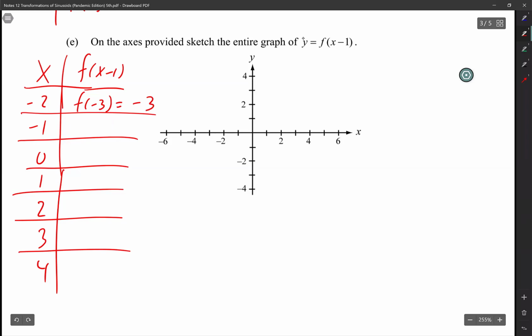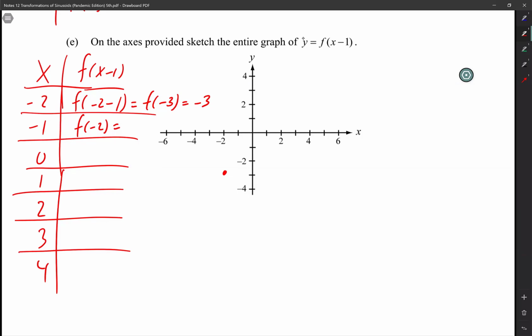F of -3 is -3. So go to -2, -3, put a point. F of -1 minus 1 is -2. And f of -2, by the way, it's all correct. I just have a habit of wanting to show the full work for at least one. F of -2 minus 1, that's f of -3, which is -3. It was correct. I just want to show work for one of them.